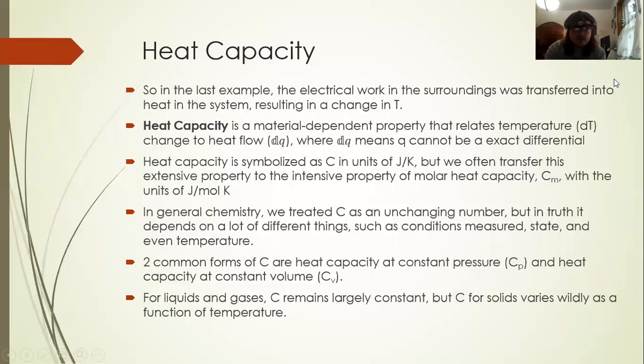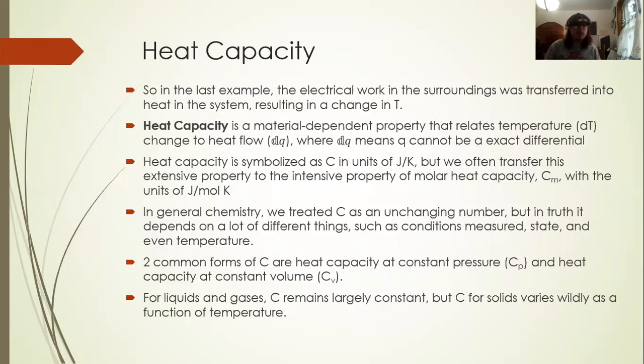So one last major concept we'll hit right now is heat capacity. Last example, the electrical work in the surroundings was transferred into heat in the system, resulting in a change in temperature. So one thing we need to think about is heat capacity. And this is a material-dependent property that essentially relates how the temperature changes with a changing heat flow.